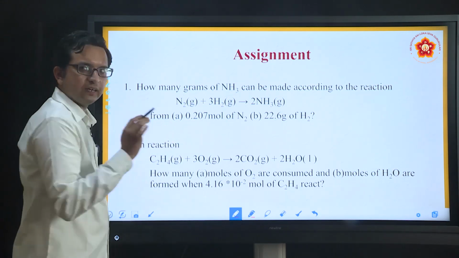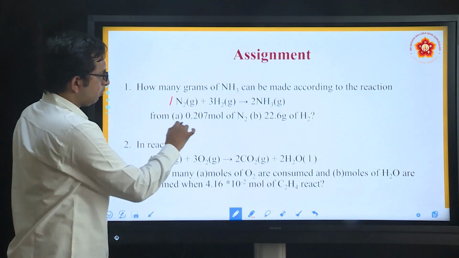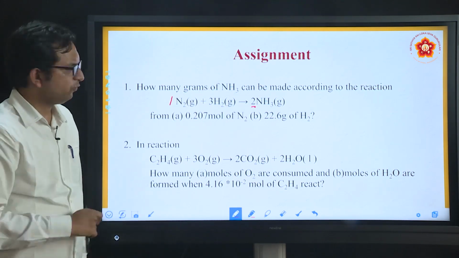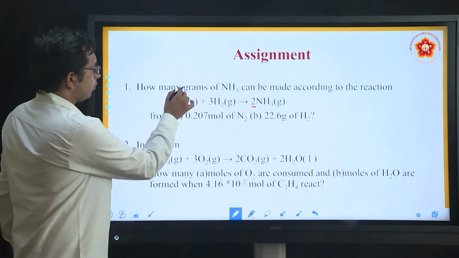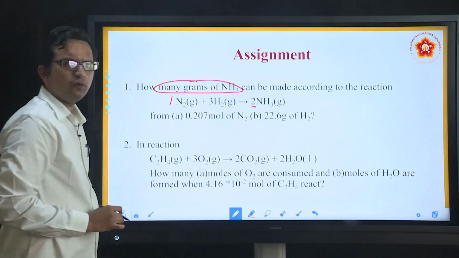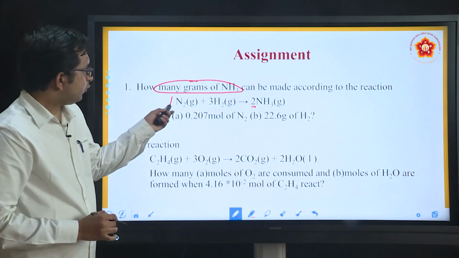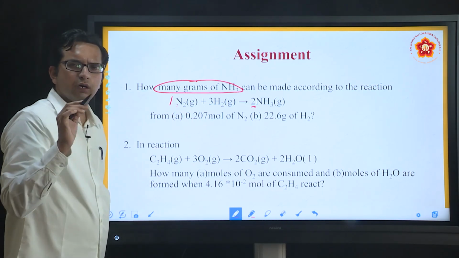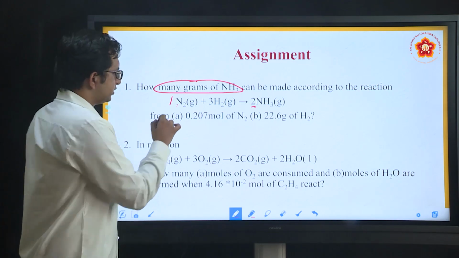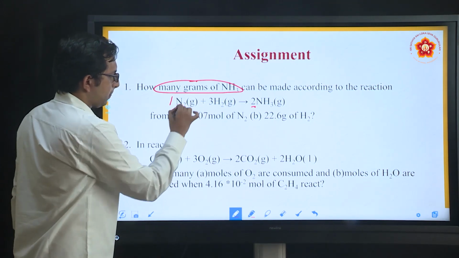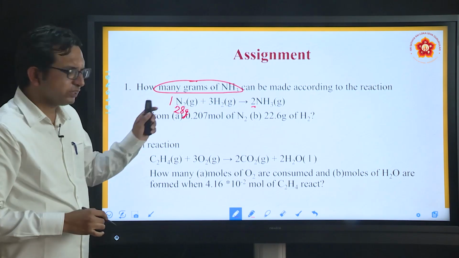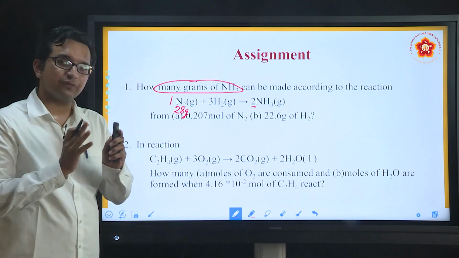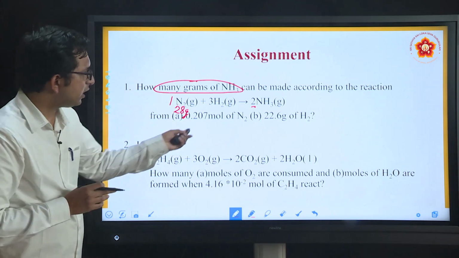When they are given mole, please understand that for 1 mole of N2, it gave you 2 moles of ammonia. Now, the overall answer they are expecting is grams of ammonia. So, if it was 1 mole, we have already seen that nitrogen atomic mass is 14, and when it is N2, it is 28 gram. So, if 1 mole is 28 gram, how much is 0.207 mole?